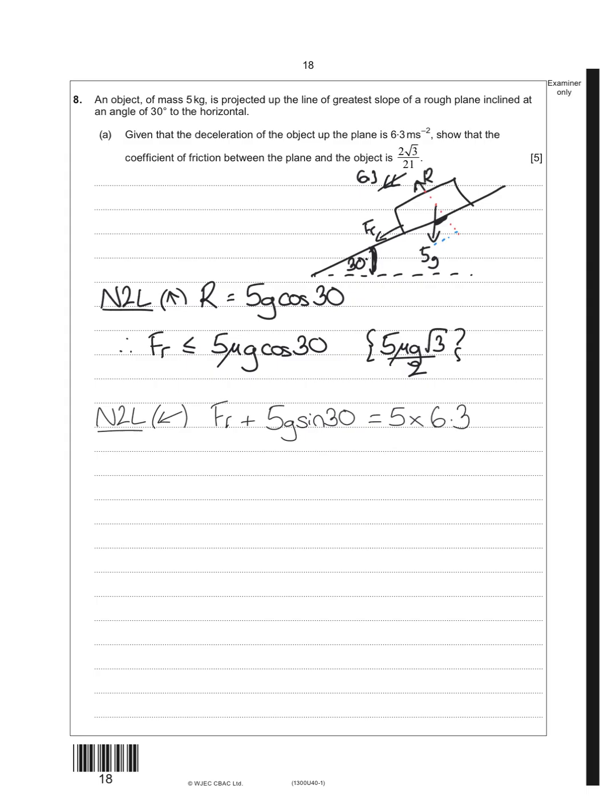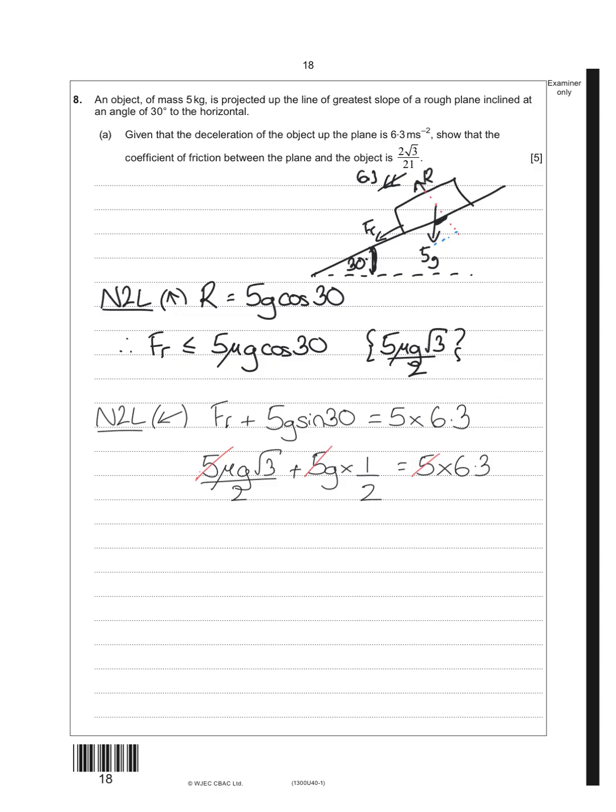which is 6.3. Okay, so now I'm going to use my exact version for the friction. 5 mu g root 3 over 2 plus 5g times, well, sine 30 is a half, and that's equal to 5 multiplied by 6.3. You may be wondering why I haven't done all the multiply by 5s, and that's because it is a factor everywhere.